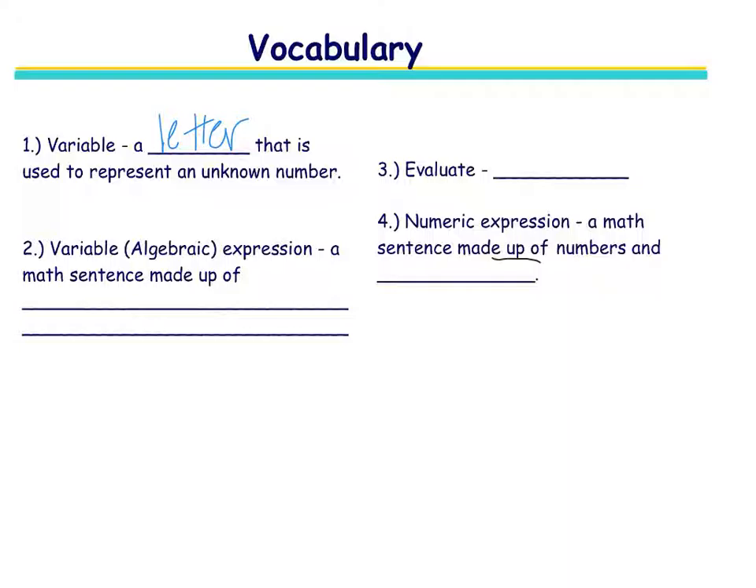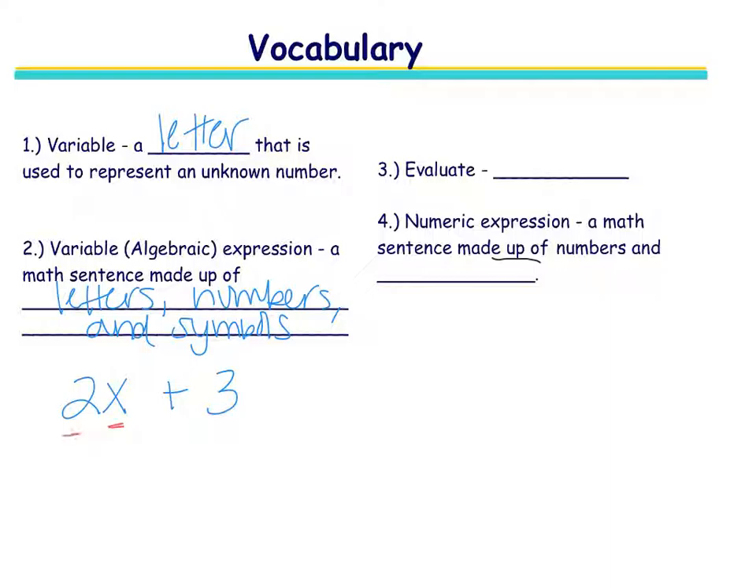A variable expression, or an algebraic expression, is a math sentence that is made up of letters, numbers, and symbols. So an example of a variable expression or an algebraic expression would be 2x plus 3. It's made up of variables, numbers, and symbols.